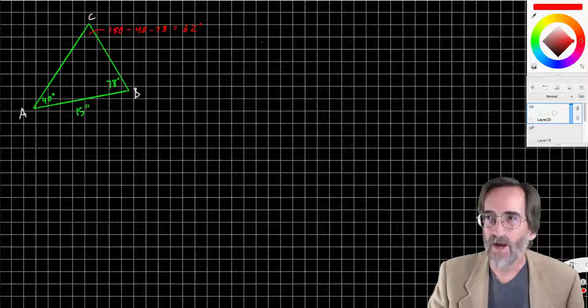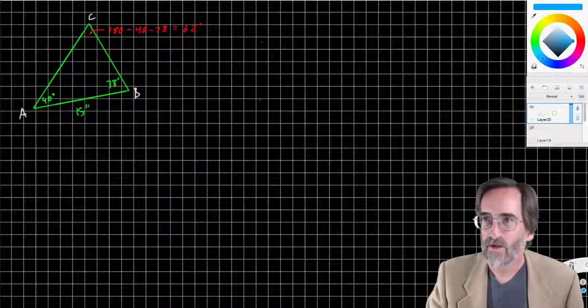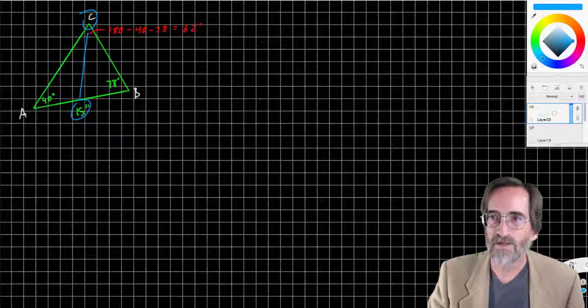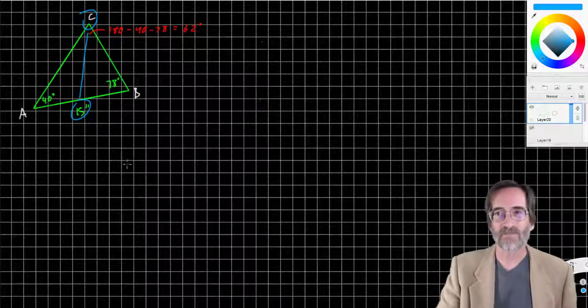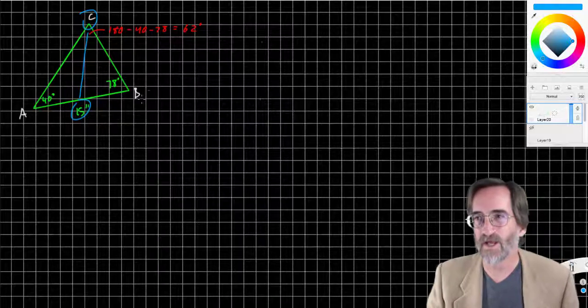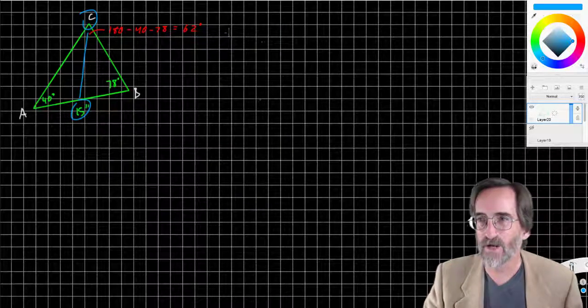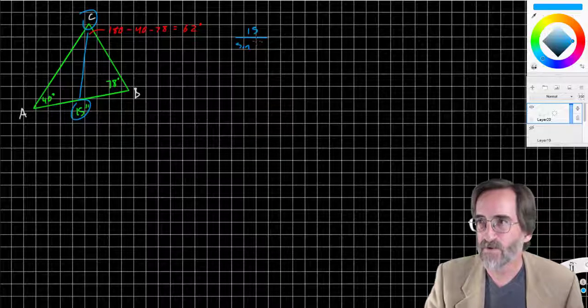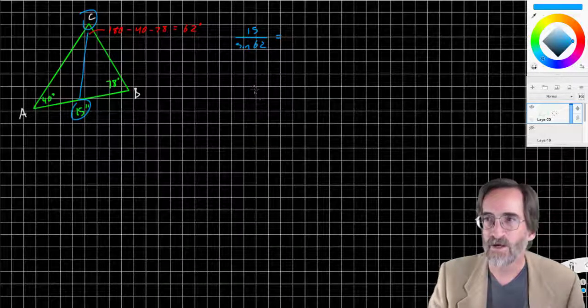And we now have a pair. We know angle C and we know side C. So that means I can use the law of sines because I know a side angle pair. And here's how the law of sines works. So the side, 15, over the sine of its opposite angle, 62, is constant.